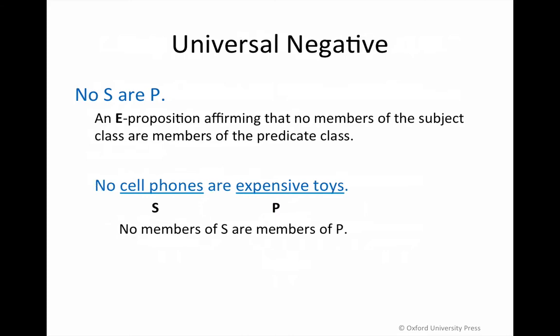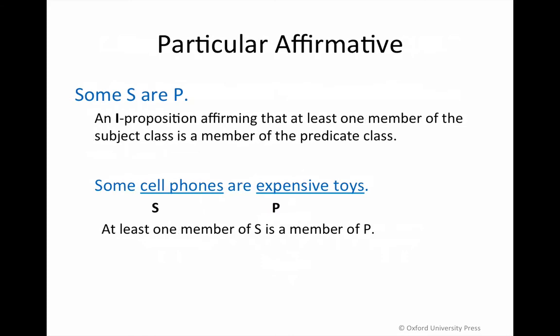Universal negative asserts that there is not even one member of the S class that is a member of the P class. And by the way, the converse is true. Remember that language, or file it away because it'll come up later. So we'd say that the S and the P classes are mutually exclusive in the universal negative claim.